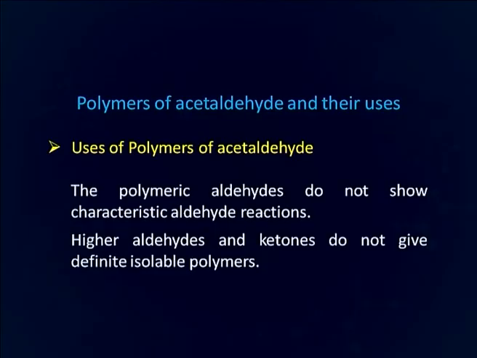Both the polymers of acetaldehyde, that is metaldehyde and paraldehyde, get depolymerized on heating with dilute sulfuric acid, and thus they act as a source of acetaldehyde in acidic medium. The polymeric aldehydes do not show characteristics of aldehyde reaction. Higher aldehydes and ketones do not give definite isolable polymers.